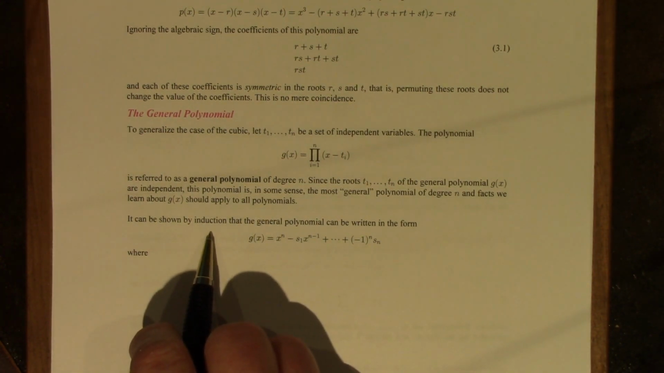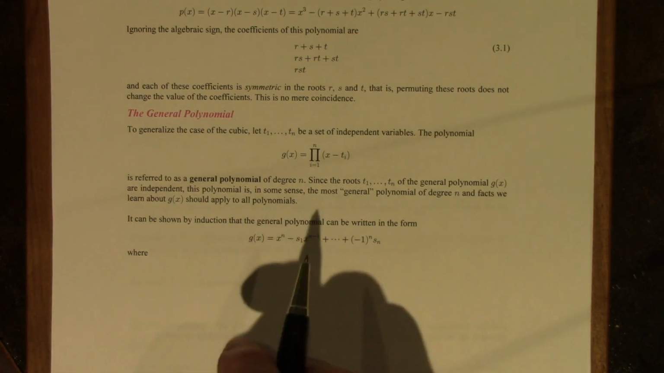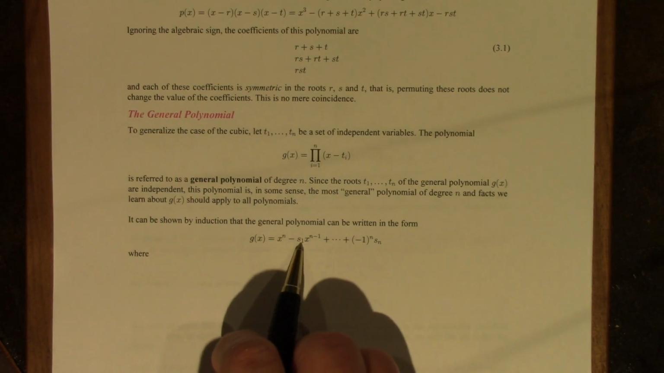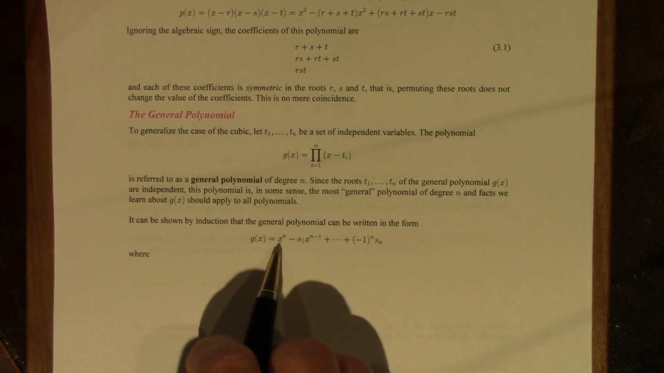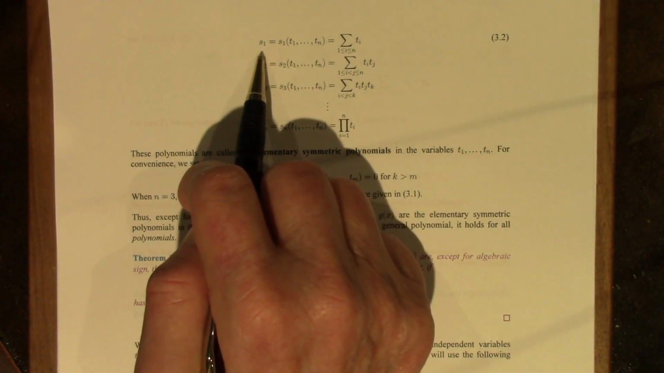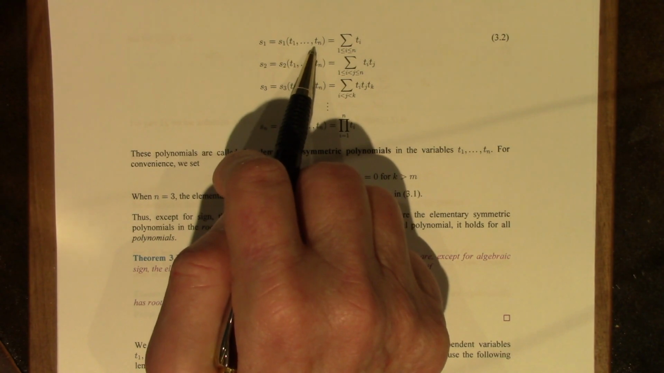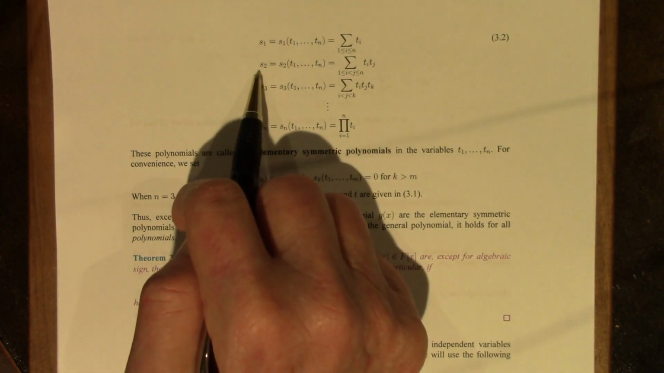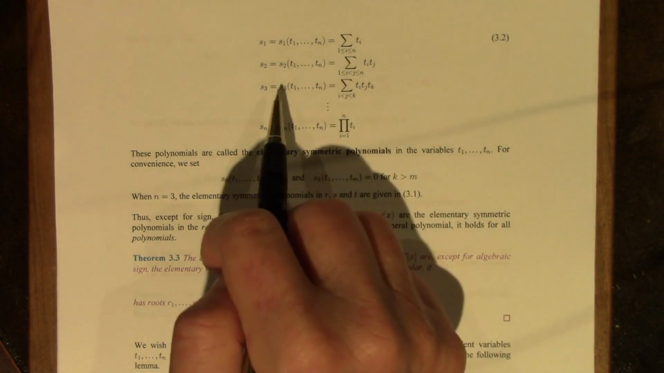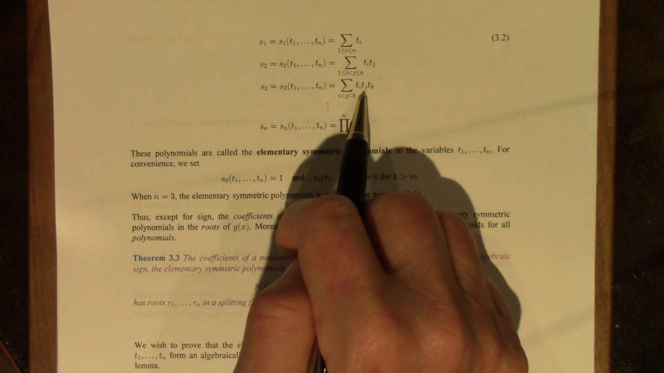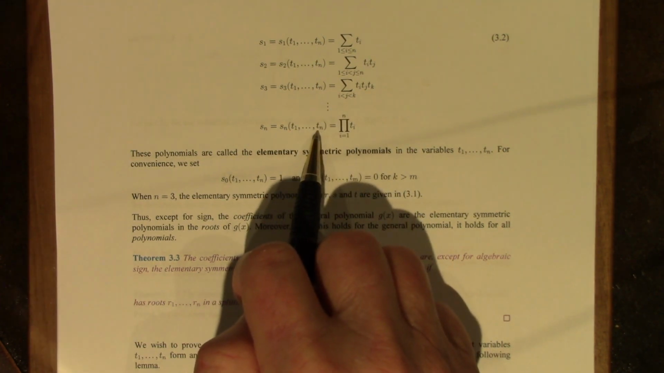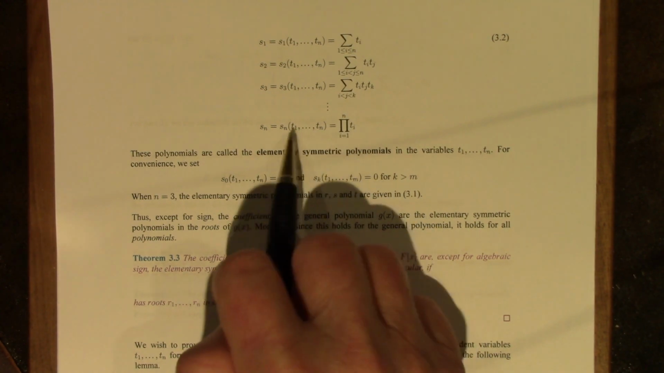Now it can be shown by induction, and I'm going to leave that for you to do if you wish, that the general polynomial can be written in this form. Here I've got alternating signs and coefficients S1 through Sn. This is monic, where the coefficients are given by these formulas. The coefficients are functions of the variables. S1 is just the sum of the variables. S2 is the sum of products of two at a time. S3 is the sum of the products of three variables at a time, and so on. When you get down to here, we're taking n variables at a time. There's only one way to do that, so we only get one term, the product of all of the variables.